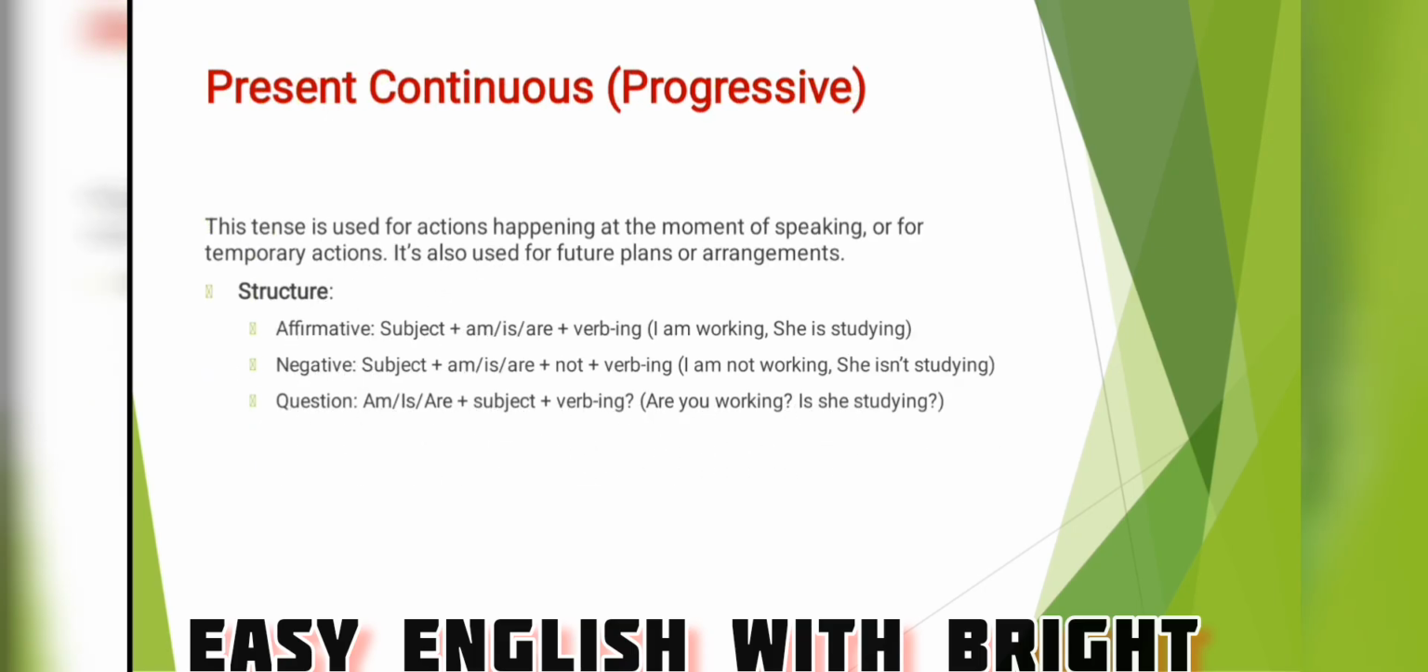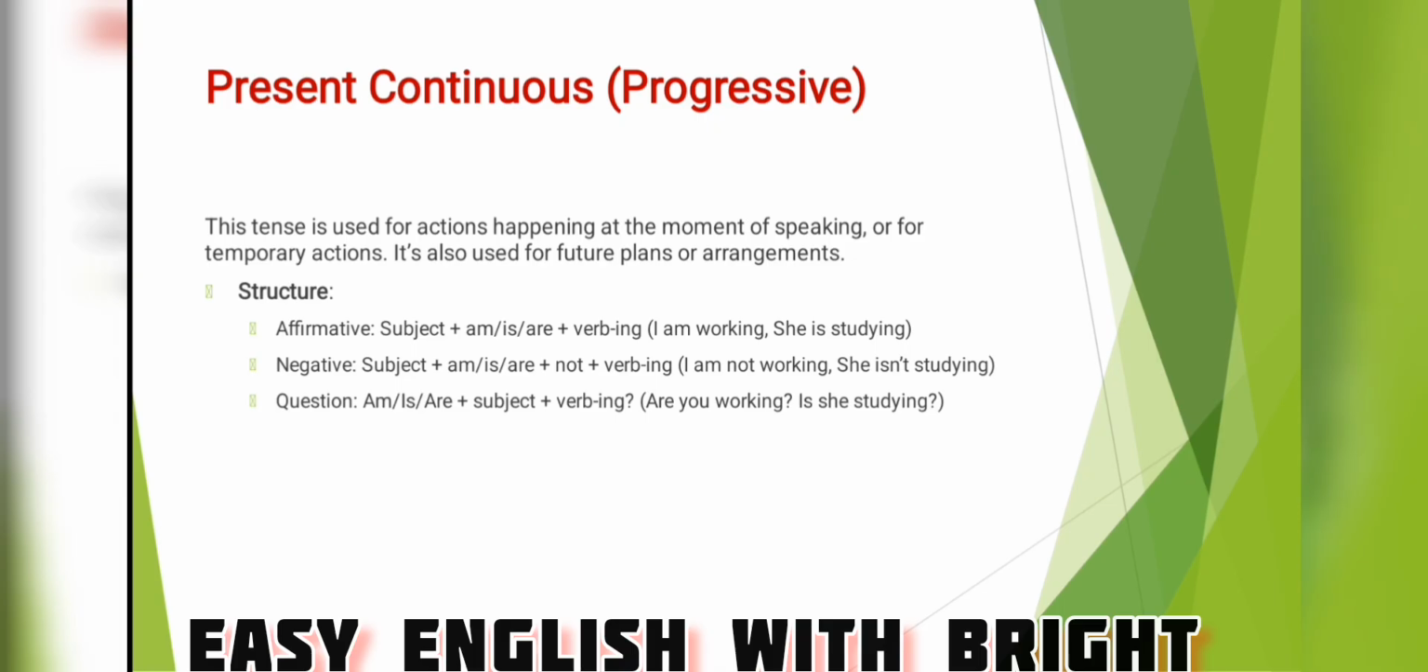Present continuous or progressive. This tense is used for actions happening at the moment of speaking or for temporary actions. It is also used for future plans or arrangements. Structure. Affirmative: subject plus am or is or are plus verb with ing form. I am working. She is studying.